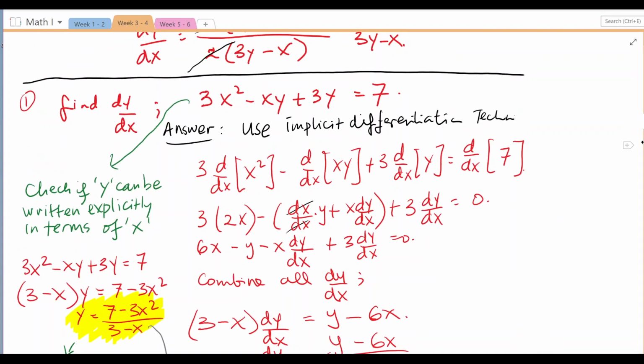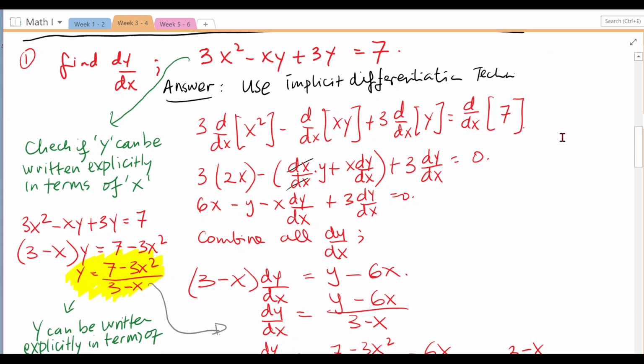Okay, let's have a look at the next example. Find dy/dx of 3x² − xy + 3y = 7. Again, if you try to rearrange all the y on the left hand side, this is negative xy, this is plus 3y equal to 7.